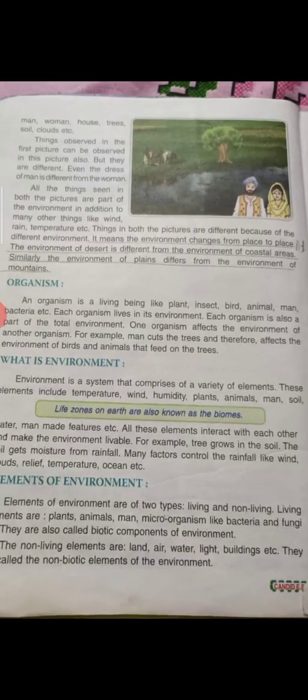Now, elements of environment. Elements of environment are of two types, living and non-living. Living elements are plants, animals, man, microorganisms like bacteria and fungi, etc. They are also called the biotic component of the environment. Biotic means the living. The non-living elements are land, air, water, light, buildings, etc. They are called the abiotic elements of the environment, that is non-living.